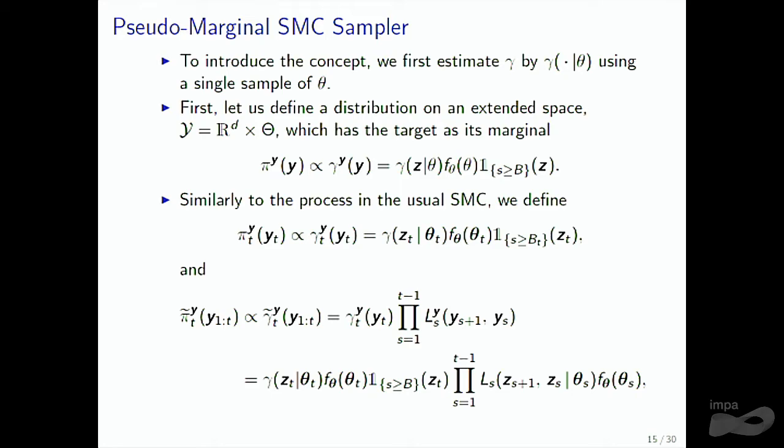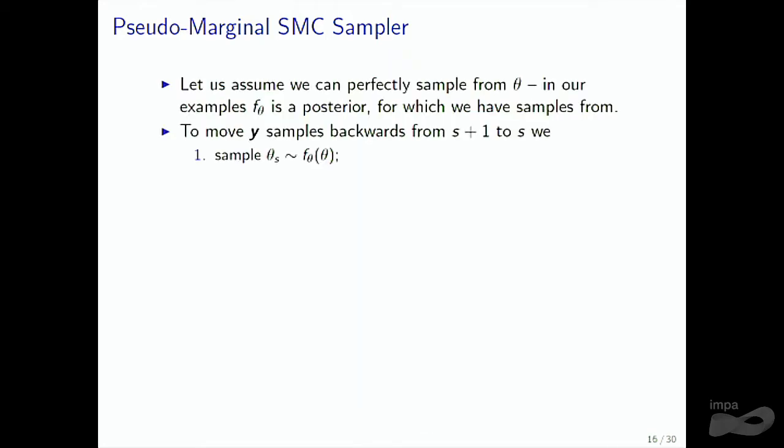So if I define pi tilde as something like this, gamma multiplied by the backward kernels that now are operating on y, I can write this down as something like this. So this is my approximation for gamma. This is the prior or posterior distribution. And this is the product of backward Markov kernels. So I can think of this as a product of backward Markov kernels on z multiplied by the posterior distribution on theta. Just to move samples backwards in time, I can sample from the posterior distribution, and use these samples to sample z backwards in time.